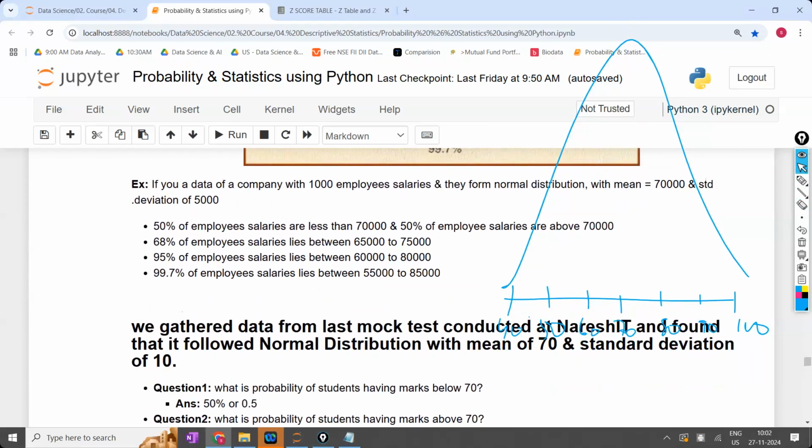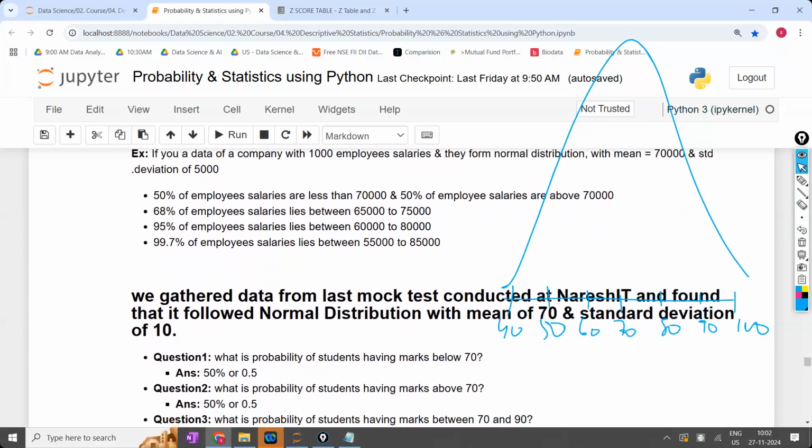Next question. What is the probability of students having marks above 70? Again, 1 minus 0.5, which is nothing but 0.5 only. From the mean, left side 50%, right side 50%.